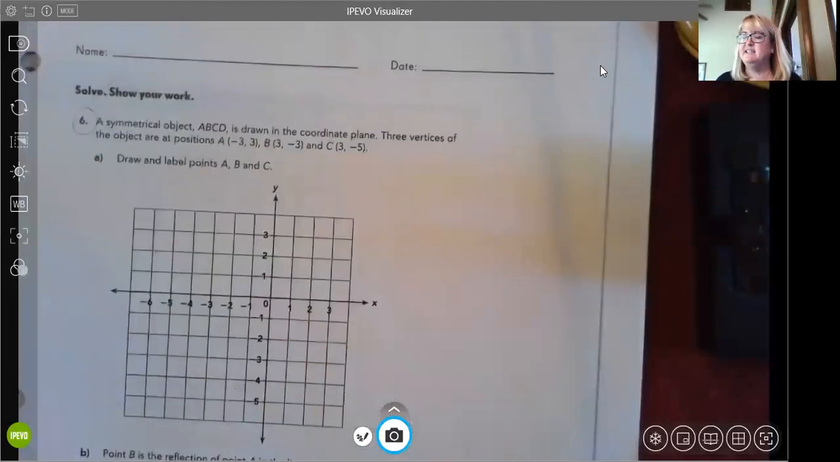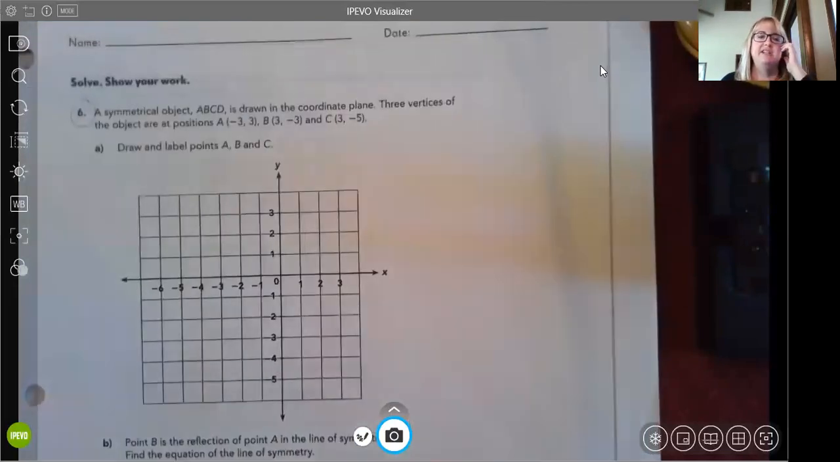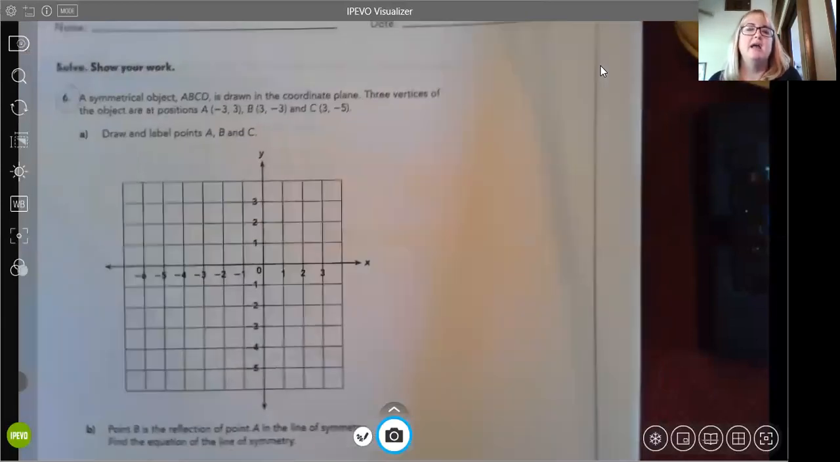Number 6, we're gonna do together. All right, a symmetrical object, A, B, C, D, is drawn in the coordinate plane. 3 vertices of the object are at positions A, B, C, and it gives us the points. It says draw and label points A, B, C. Okay, so we are going to draw A, B, C.